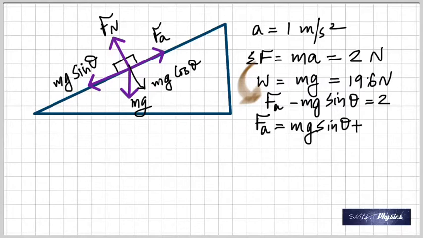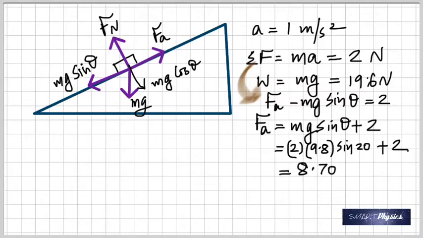That's why I wrote Fa minus mg sine theta is equal to 2. Where did I get the 2 from? Because the net force is 2. Didn't we already calculate the net force as 2? But from the figure, the net force is Fa minus mg sine theta. So I'm trying to find Fa. It's mg sine theta plus 2. And that gives me 8.7 newtons. That is the applied force.